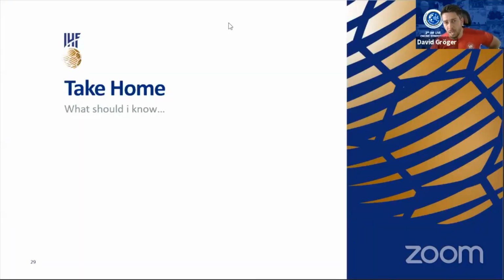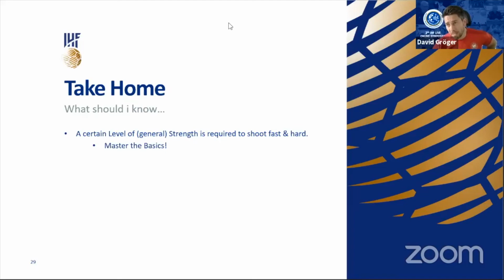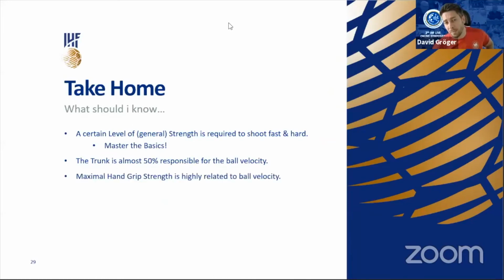So what should I know? First thing: a certain level of general strength is required to shoot fast and hard. So therefore, master the basics. Before you move on to fancy and specific stuff, just master the basics, please. The trunk is almost 50% responsible for the ball velocity. So that means that we should focus on core stability and trunk strength. Maximal hand grip strength is highly related to ball velocity. So this is a good take-home message. Maybe we can work more on that.